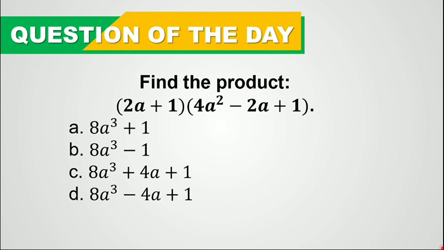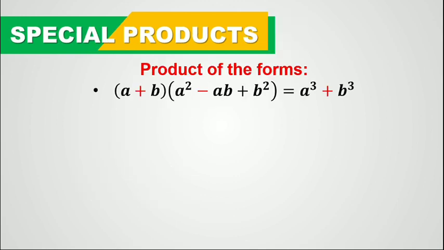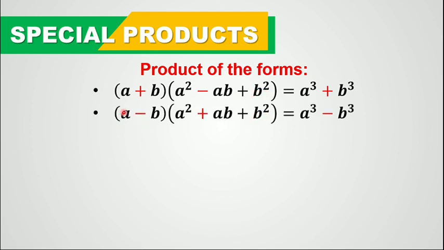So in order for you to answer this particular question directly, all you have to understand is the pattern about the product of the forms a plus b times the quantity of a squared minus ab plus b squared, and this one, a minus b times the quantity of a squared plus ab plus b squared. These forms are actually under special products. There's a pattern here that you just have to familiarize yourself with in order to answer such questions directly. As you can see, when you multiply a plus b by a squared minus ab plus b squared, the answer is a cubed plus b cubed.